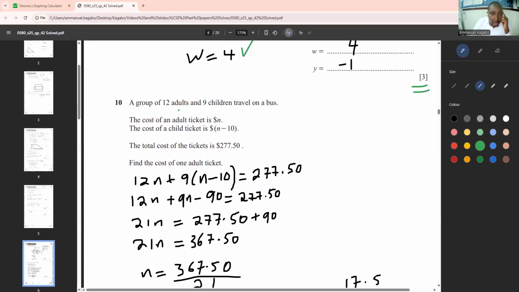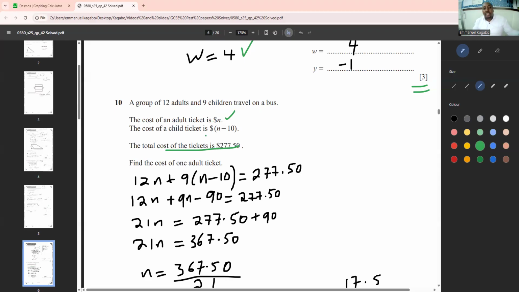Question 10. A group of 12 adults and 9 children travel on a bus. The cost of an adult ticket is N, and the cost of a child ticket is N minus 10. The total cost is that.